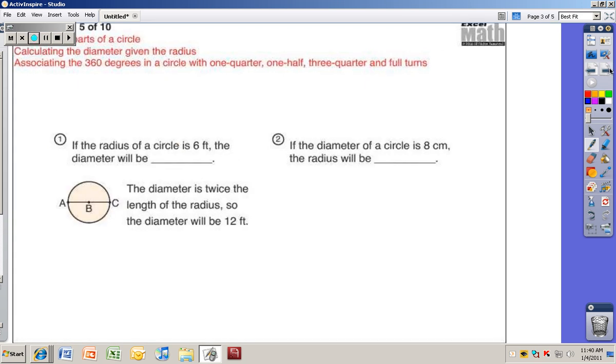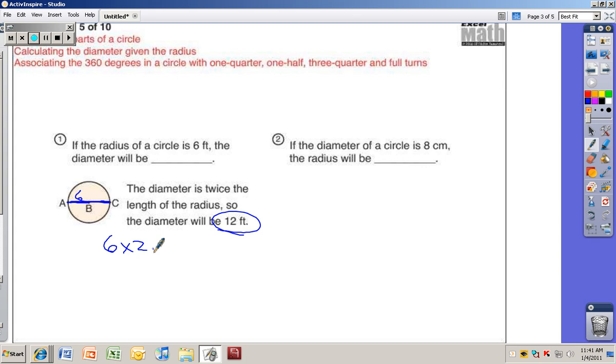Okay, now we're going to calculate some radii and diameter. If the radius of a circle is 6 feet, the diameter will be, well, if the radius, that's that part here, is 6, then all the way across is going to be 12. Yeah, of course, 12 feet. You just do 6 times 2 to get that, or 6 plus 6. Go ahead and try number 2. Pause the video, turn it back on when you're ready for the answer.